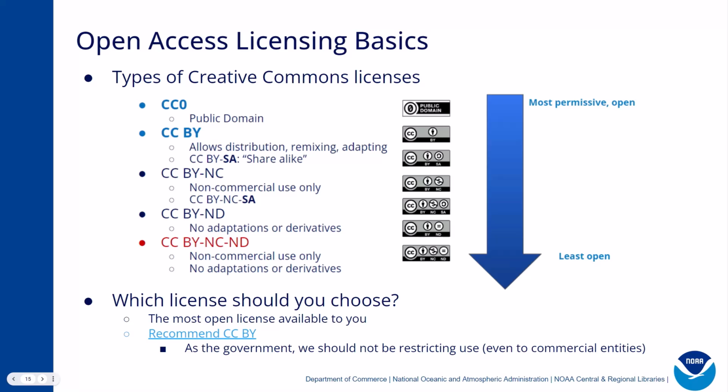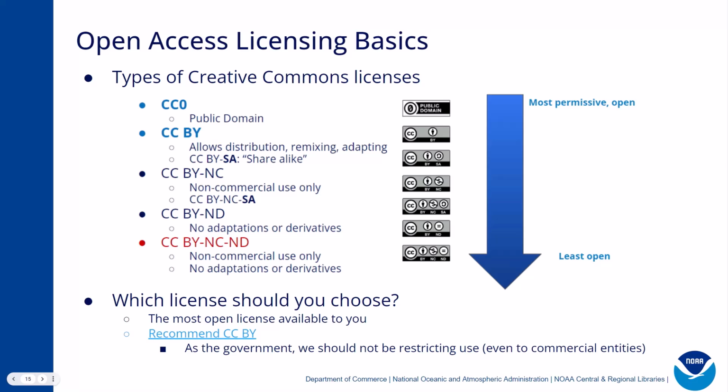There is something called SA, which means share alike. So if someone were to use an article that was licensed under a CC BY SA, that person could make a derivative of it, but they have to also share their derivative version under a CC BY SA license. It means you also have to make your work open. CC BY NC restricts the use of that material to non-commercial use only. Again, there is a share alike option with a CC BY NC.